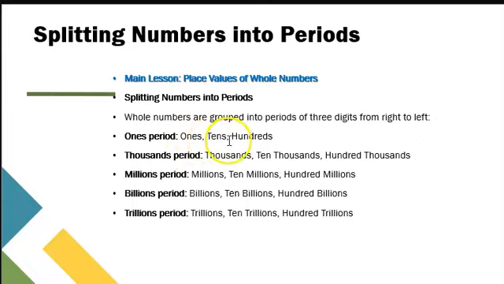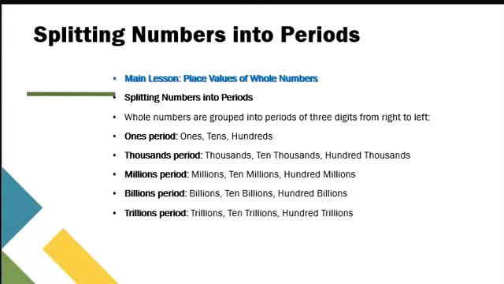We have the tens, we have the hundreds. This alone constitutes the ones period, or the unit period. The next part of it is the thousands period. In the thousands period, we have thousand itself, 10,000 and 100,000. So all these form the thousands period because they all have thousands in each of them.